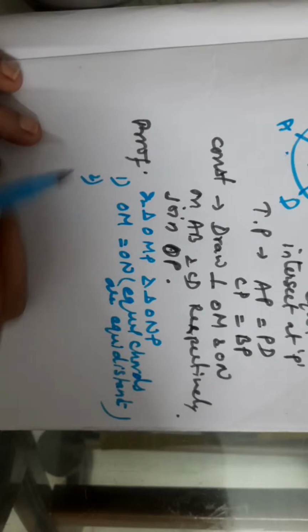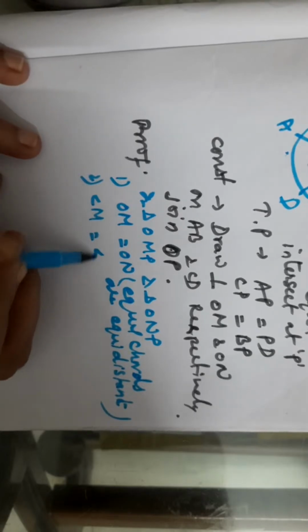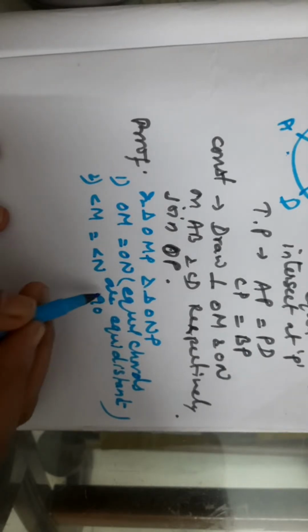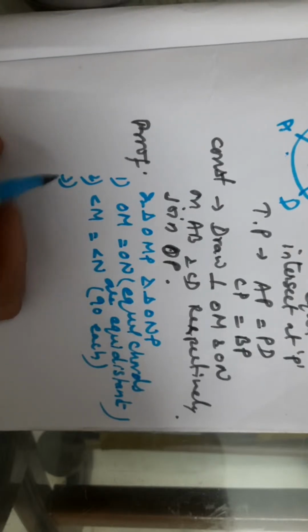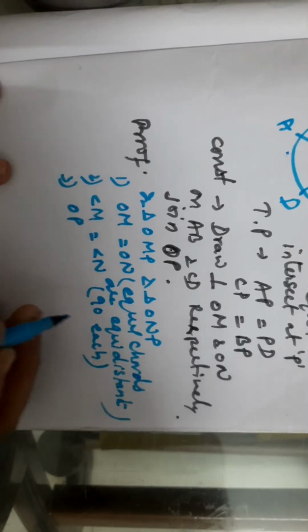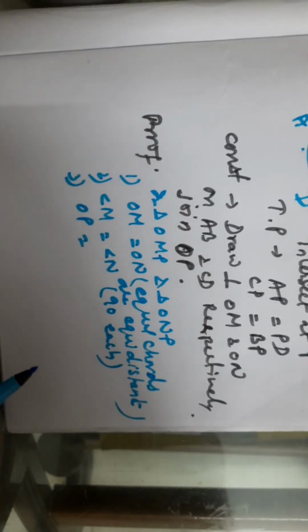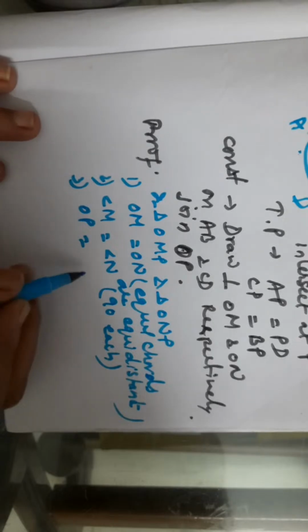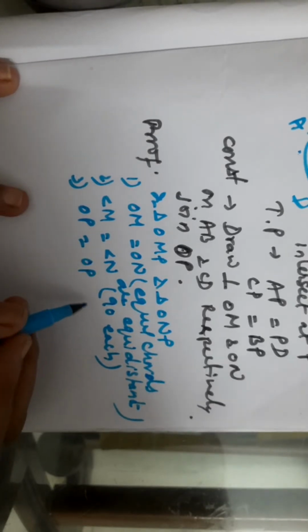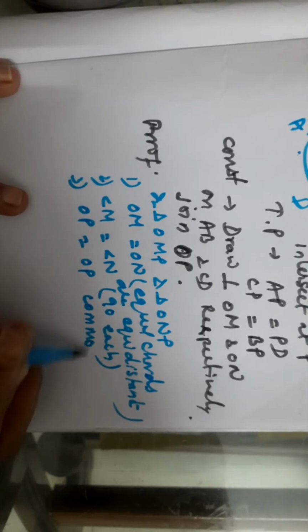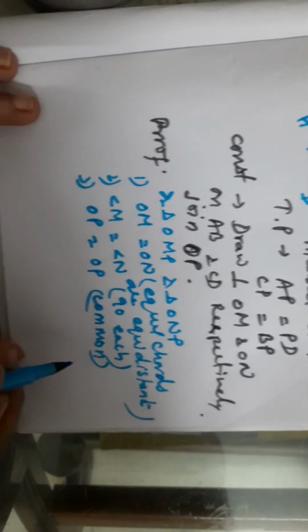Then the second one, angle M is equal to angle N. As you know, they are perpendicular, so their measurement is equal, each 90 degrees. Third point, OP is common. This part you already learned in chapter number 7, where you worked with similarity of triangles. The same concept we are using over here. So OP is equal to OP. This we call common. Now both the triangles are congruent.